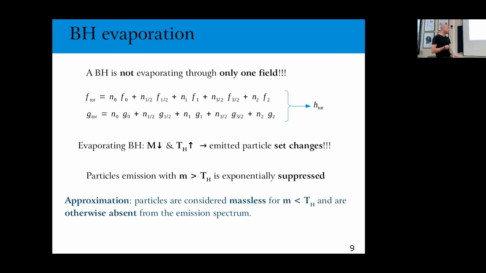But these degrees of freedom are Boltzmann suppressed if their mass is higher than the temperature of the black hole. So we considered an approximation. We consider the massless case, the massless fields, for masses smaller than the temperature of the black hole, while in the other case they are absent from the evaporating sample.